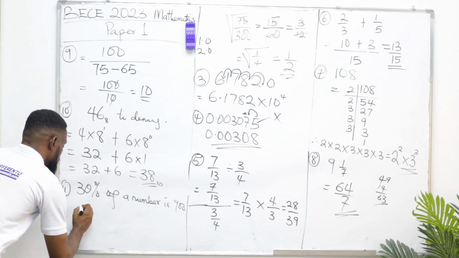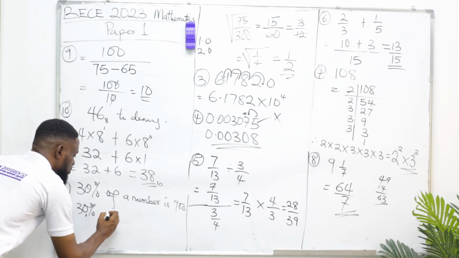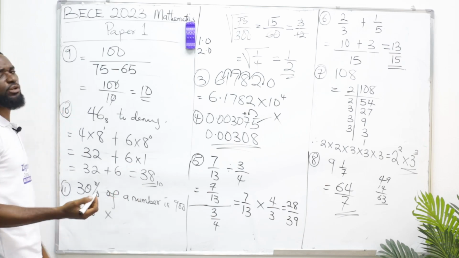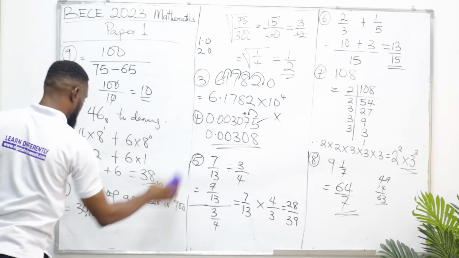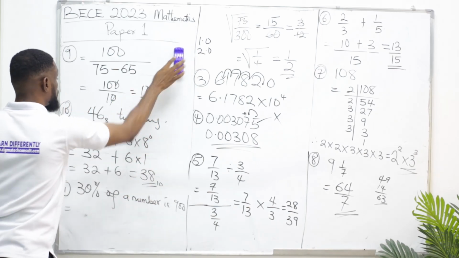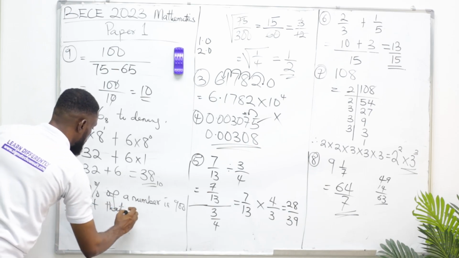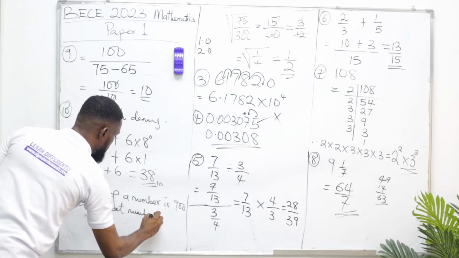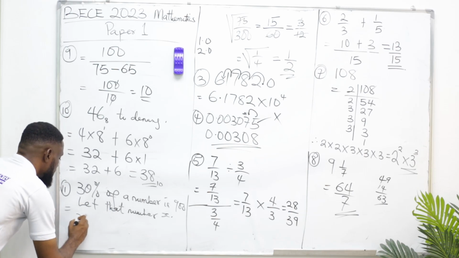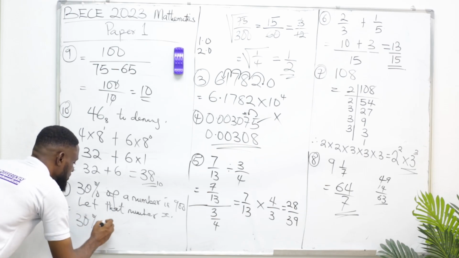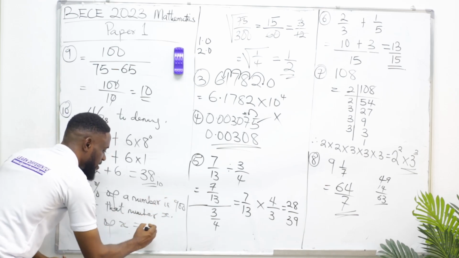So 30% of means multiplication, a number, and we don't know the number. The first thing you have to do is let that number that we don't know be, let's say, x. Is that okay now? So what they are saying is that 30% of x is, in mathematics, equal to 900.